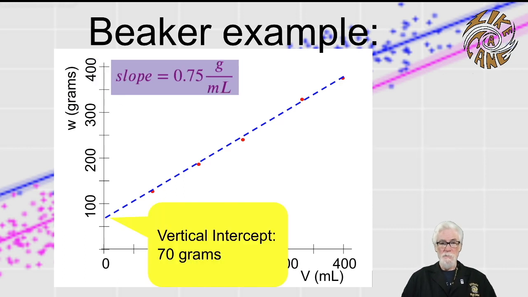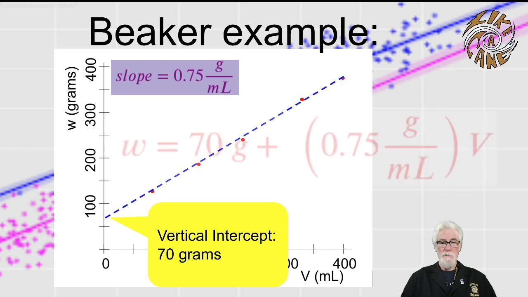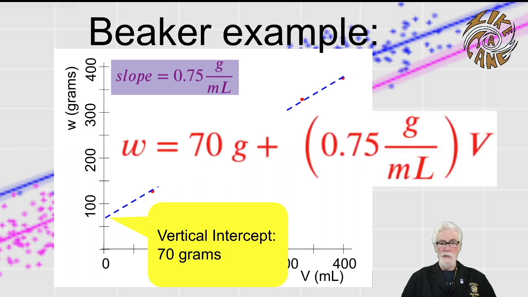Now that we have the vertical intercept and we have the slope, we can build an equation for this line. This is what it looks like. You might recognize this as being in something like the form that you learned for a line in math class, y equals mx plus b. But there are a few changes. One is we're going to use W rather than Y because Y just doesn't make sense as an abbreviation for weight.